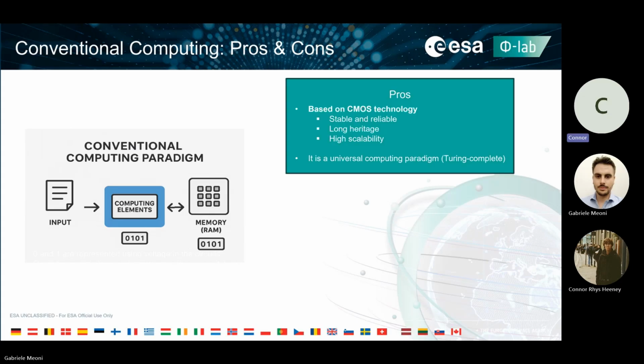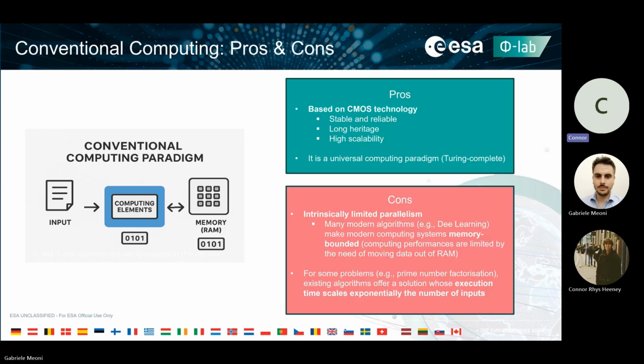What are the pros of conventional computing paradigms? Well, first of all, they are based on CMOS technology. Why is it a pro? Because it's stable and reliable, in the sense that, if I remember correctly, from the 80s so far it has been scaling for a long time according to Moore's law, doubling the number of transistors every 18 months or something like that. They have a very long heritage and they scale very well. And also, it's a universal computing paradigm. It's a Turing complete machine. You can basically implement any kind of algorithm on this kind of computing paradigm.